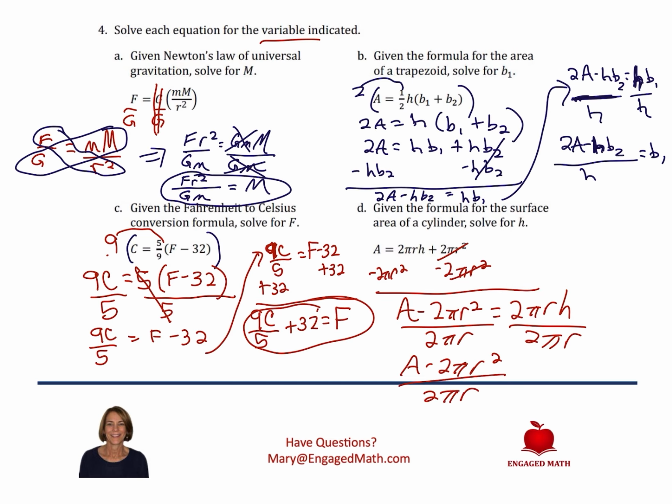And when we do that, what we're going to get is A minus 2 pi r squared over 2 pi r equals h. And that was what we were being asked to solve for. So we are done. That's it. Final answer. See you next time.